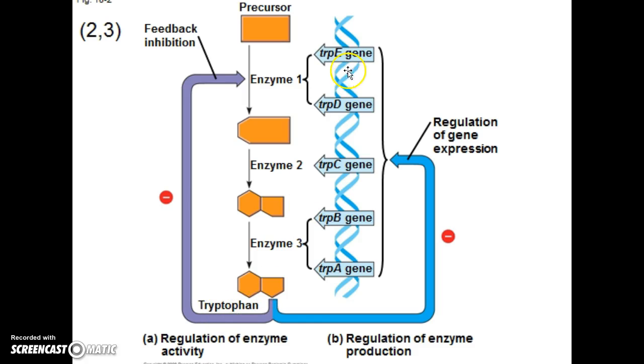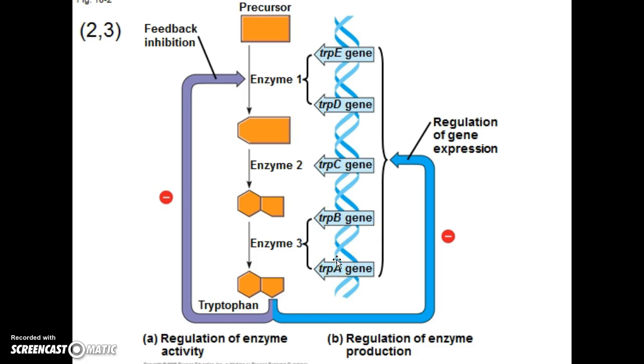Genes E right here and D right here are necessary to make enzyme 1. So these two genes are necessary for the production of that. We need gene C, TRPC, for enzyme 2, and we need B and A for enzyme 3.